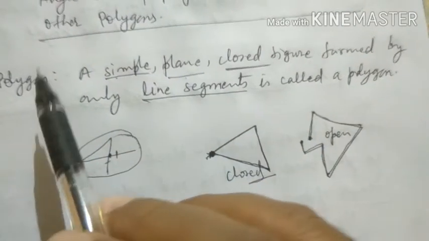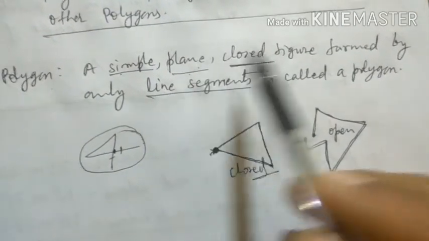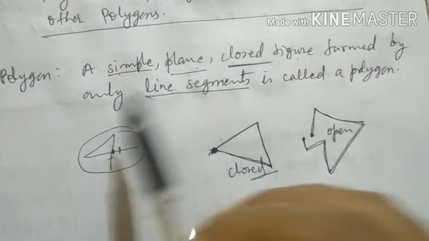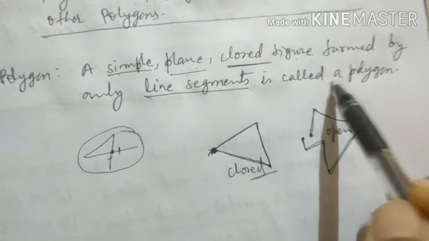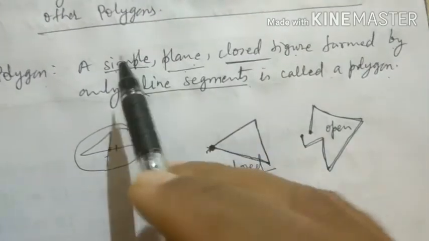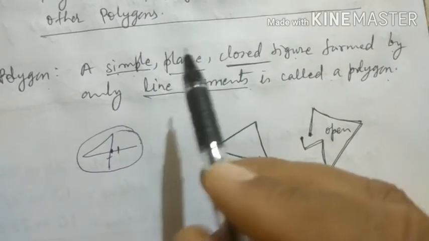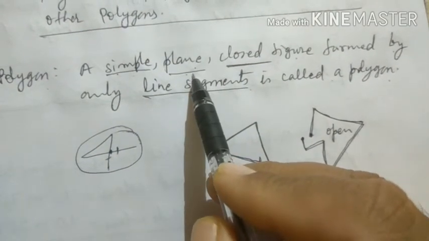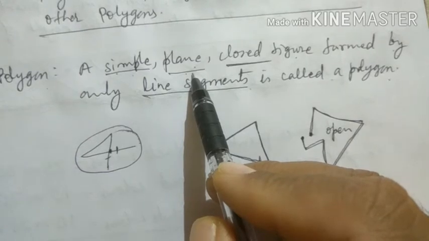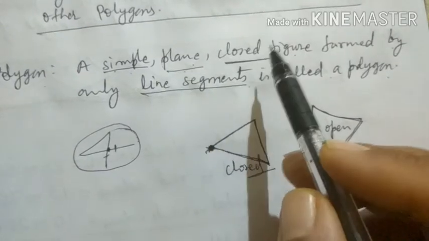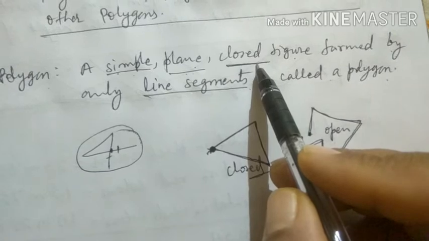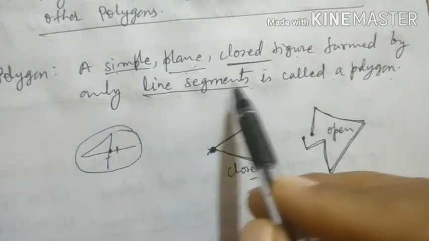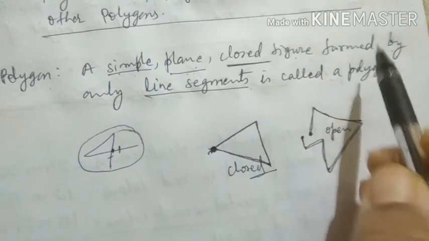Okay. So a simple plane closed figure formed by only line segments is called a polygon. That means a polygon must be simple, it must lie on the same plane, that means all the sides of the polygon must lie on the same plane, it must be closed, and it is formed only by line segments. Then it is called a polygon.